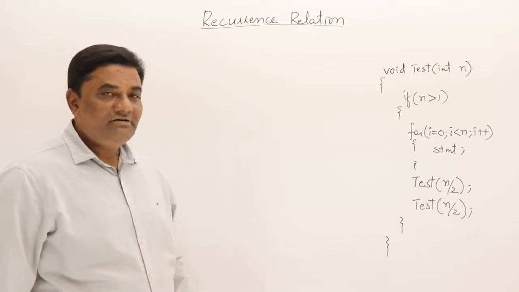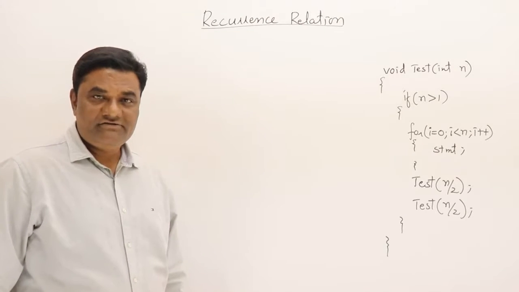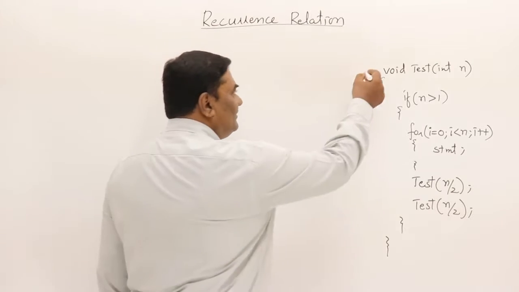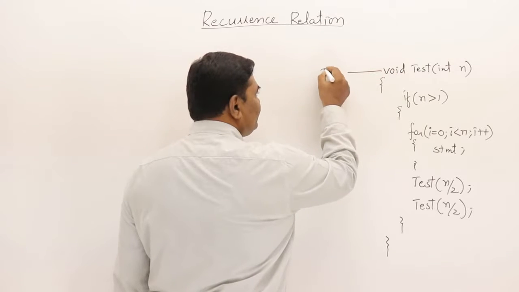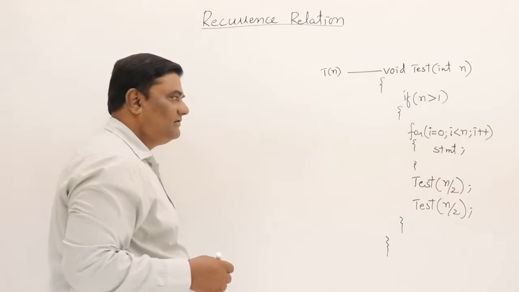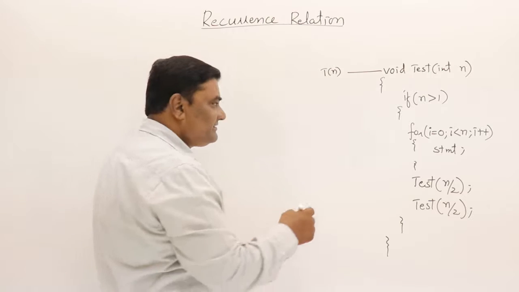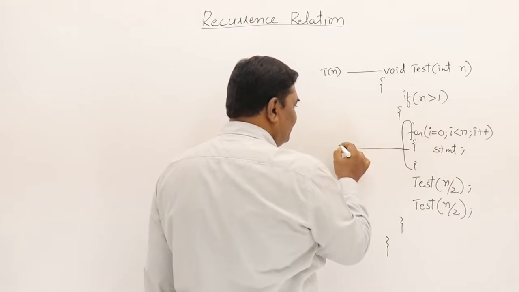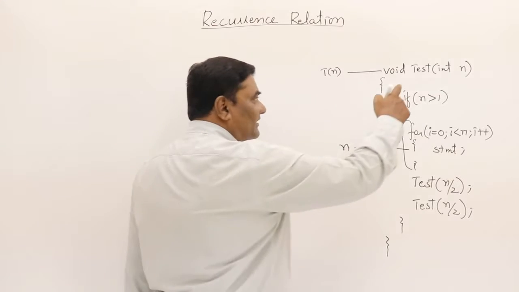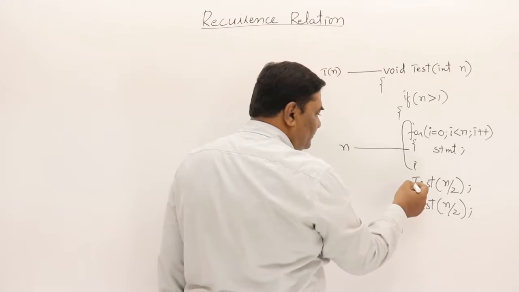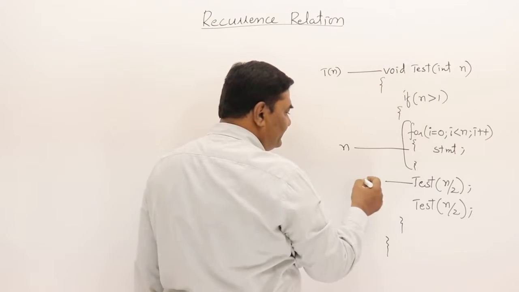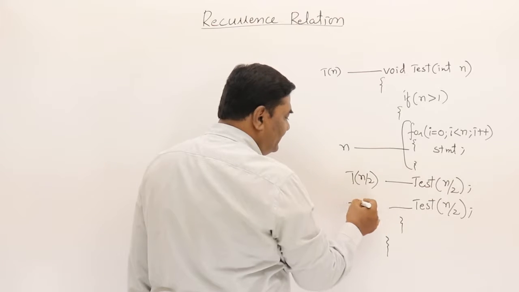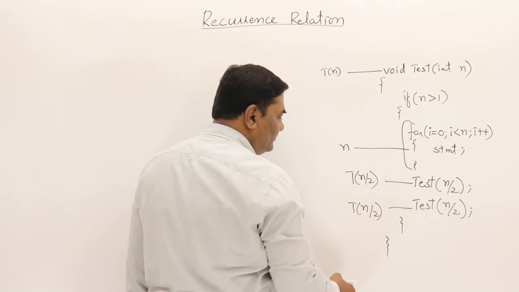I have written an algorithm. Let us find out the recurrence relation for this one, and we will solve the recurrence relation. This is T(n). Inside this, there is a loop, so the statement inside this loop takes n time. Then the recursive calls: this is T(n/2), and this is also T(n/2).